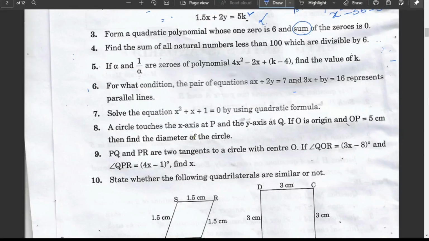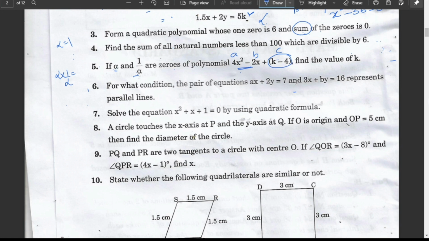Fifth question, if alpha and 1 by alpha, reciprocal, are zeros of this polynomial, find the value of k. So just give one check, k is in C, this is C, B and A. So k is in C and we can see the zeros here are reciprocal. So directly go for product of the zeros, alpha into beta.